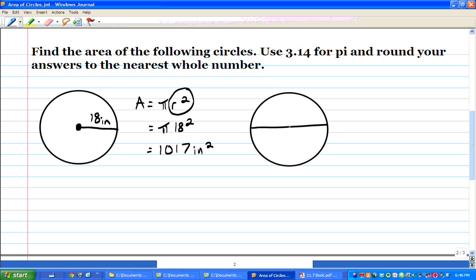I want you to try this circle next. 32 millimeters. Alright, the area is equal to pi r squared, but r is not given to me. D was, so I got to cut it in half. Do 16 squared. Then when I multiply it out, I get 803 millimeters squared. Now, this isn't very challenging, okay? I want to do something that's a little more interesting, because you know me, interesting is fun.